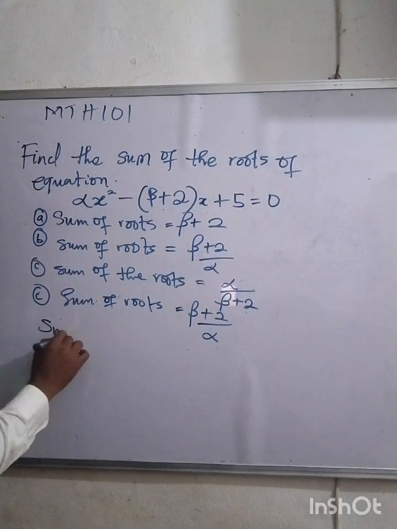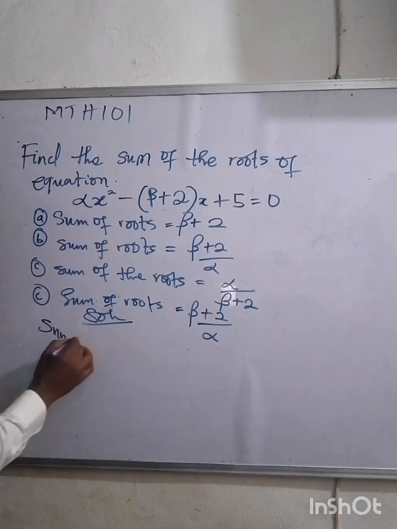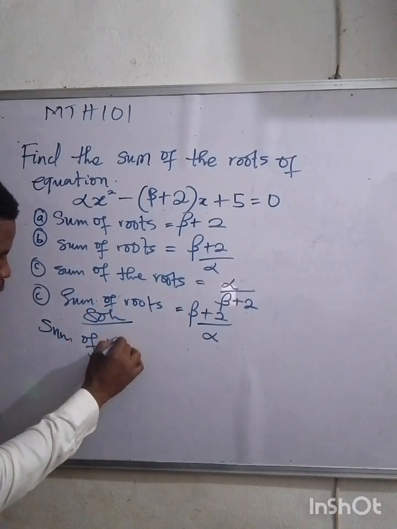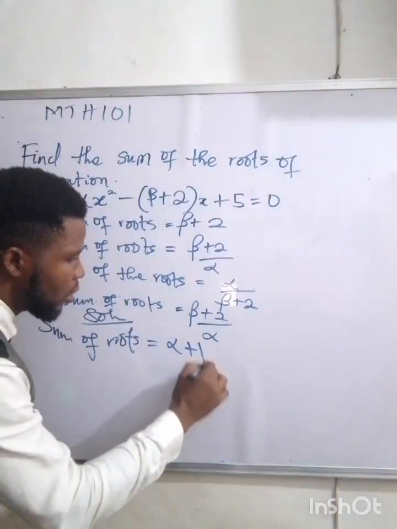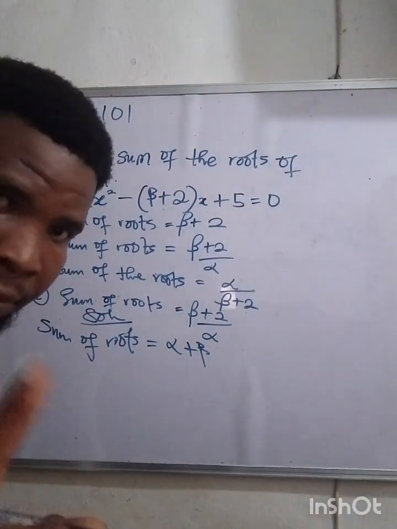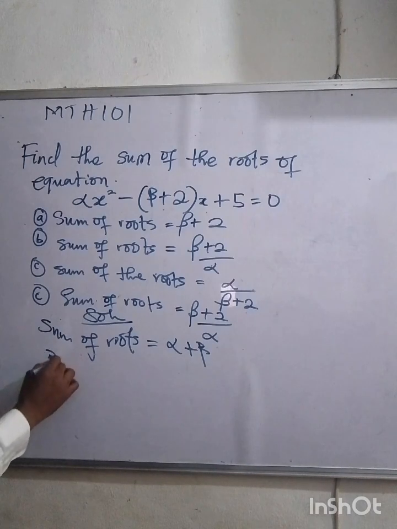Now, here's my solution. Sum of roots simply means alpha plus beta. Are you with me now? Alright? Then we also have what we call product of roots.